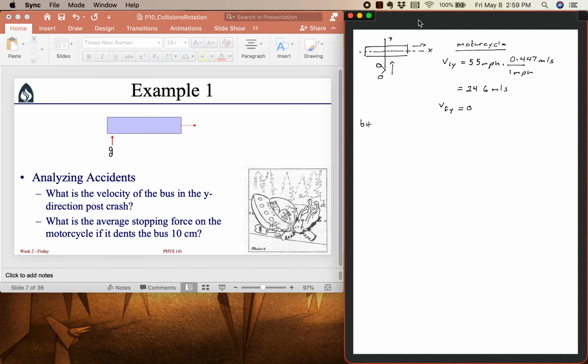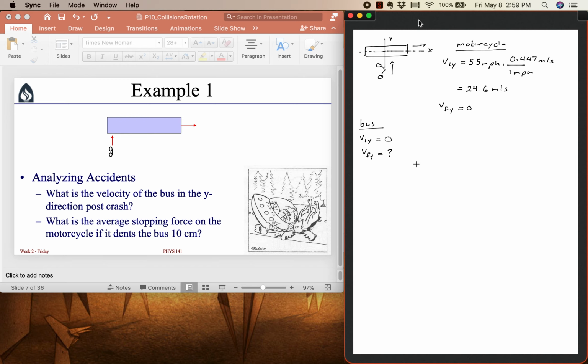So then if we look at the bus, its initial velocity in the y direction was 0. It was not traveling in the y direction at all prior to the crash. It was traveling in the x direction. And the final velocity in the y direction, that's what we're trying to find. We want to know how fast would the bus be traveling in the y direction post-crash if the motorcycle's momentum were transferred to it.